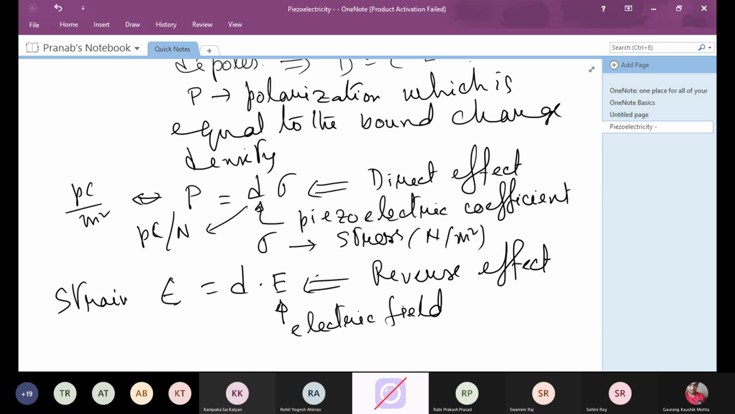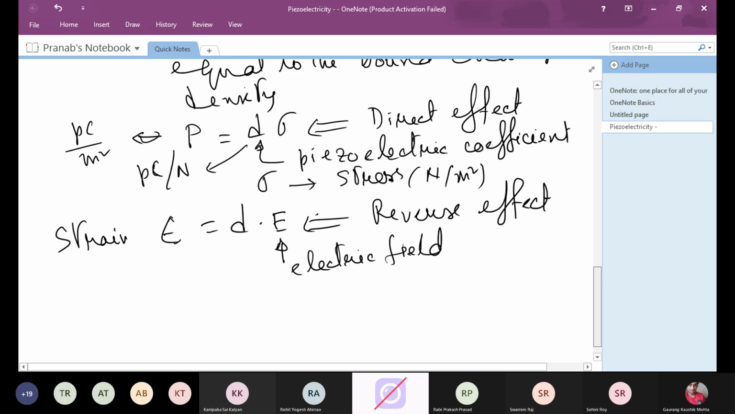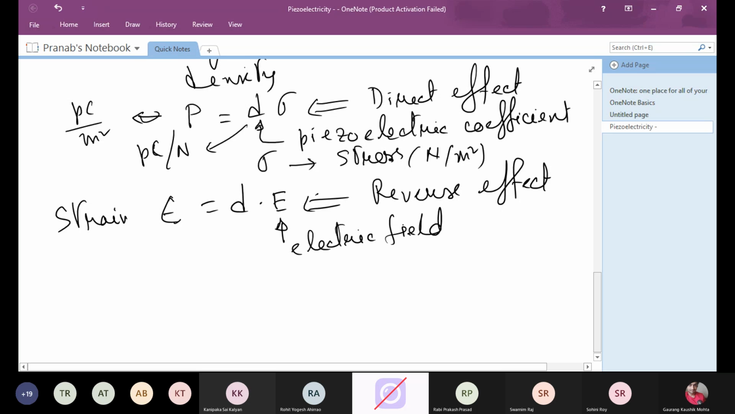So now there are several other factors as well for piezoelectric effect to be produced. These are like electromechanical coupling coefficient, then charge coupling coefficient. All those are also necessary to study to make a piezoelectric device. But this is the basic effect.